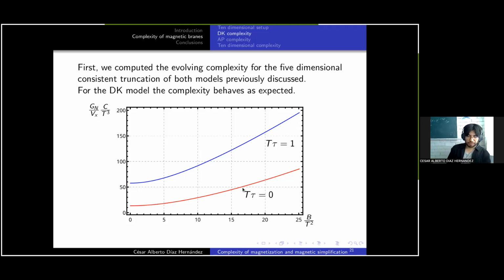This is an expected behavior, right? One should expect that forming a state with a strong magnetic field should be more difficult than forming a state with a low magnetic field or with zero magnetic field, right? So as the magnetic field increases, the complexity also increases.